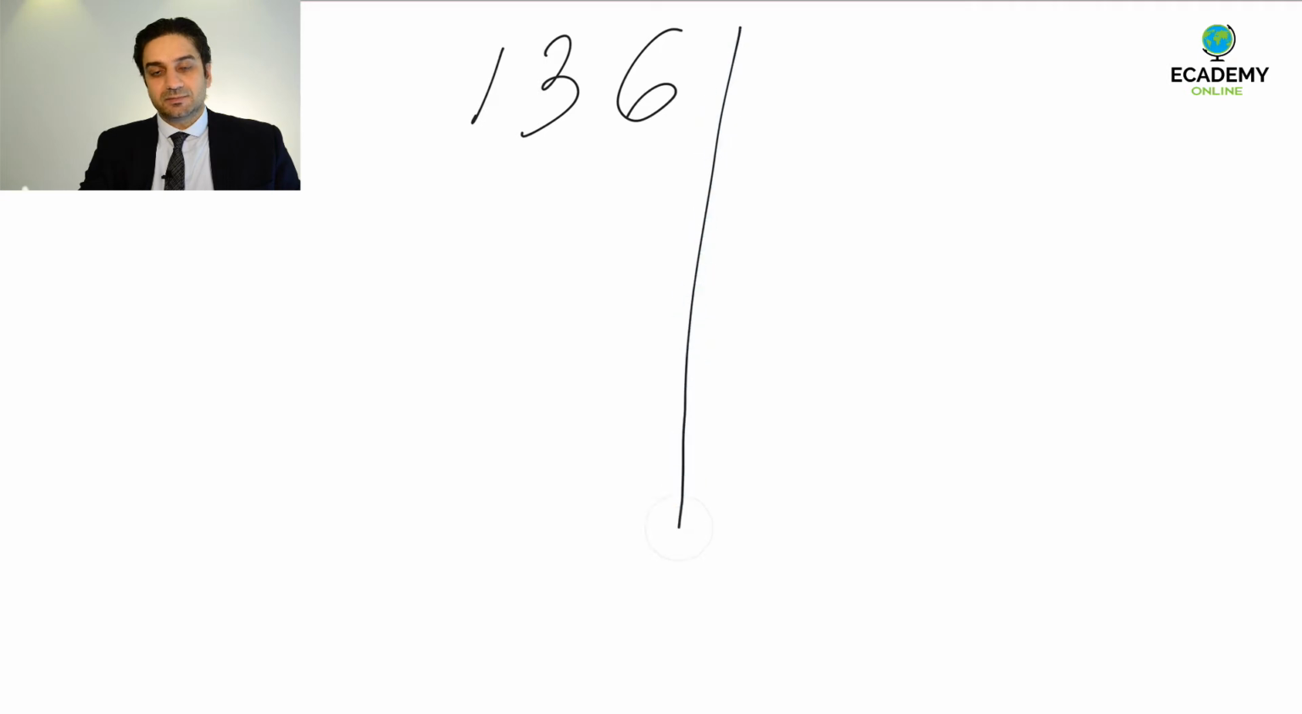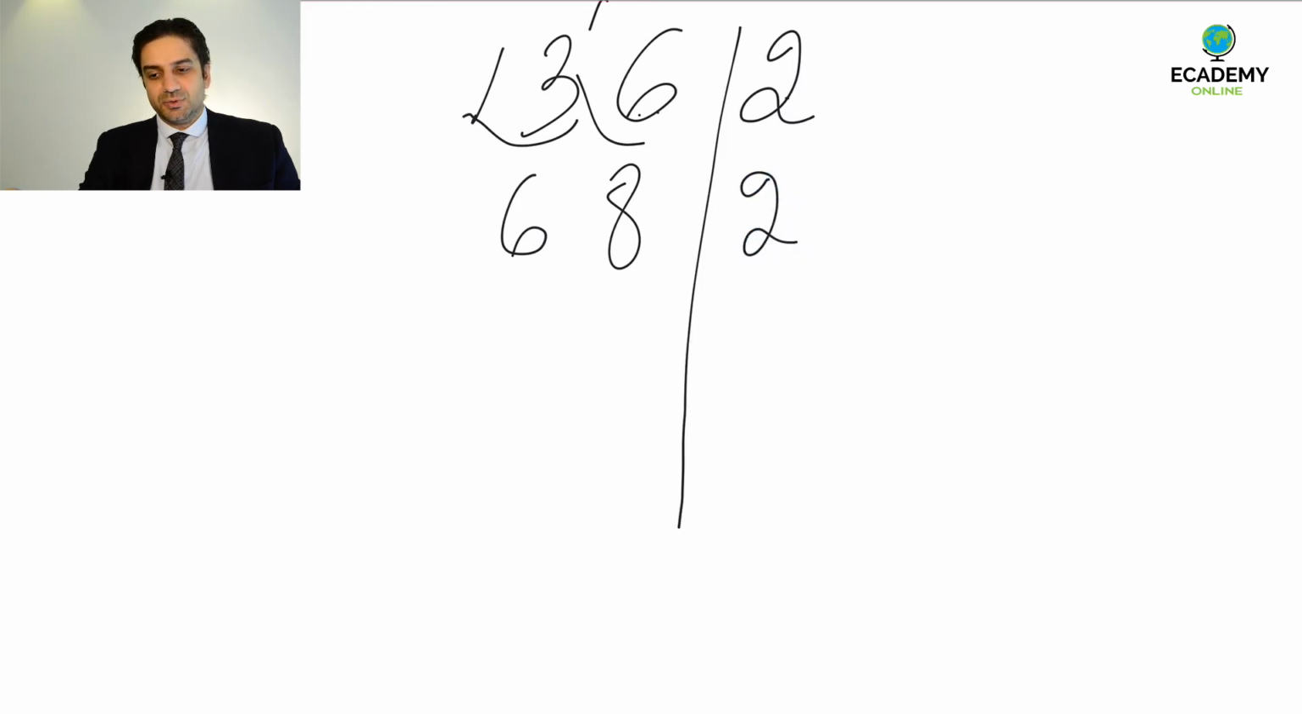136 can be broken down. First of all, it goes into 2 because it's an even number. The last digit is an even number, therefore the whole number is even. So this is an even number, it goes into 2. 2 goes into 13 6 times with a remainder of 1. That means 2 goes into 16 8 times. 68 is also an even number. It goes into 2 again. 2 goes into 68 34 times. Another even. 2 goes into 34 17 times.